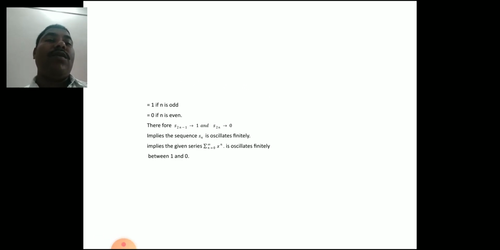So the value of Sn is equal to 1 if n is odd, and equal to 0 if n is even. Therefore S to n minus 1 tends to 1 and S to n tends to 0. That implies the sequence Sn oscillates finitely. So finally we have the series summation n equal to 0 to infinity x raised to n oscillates finitely between the values 0 and 1.